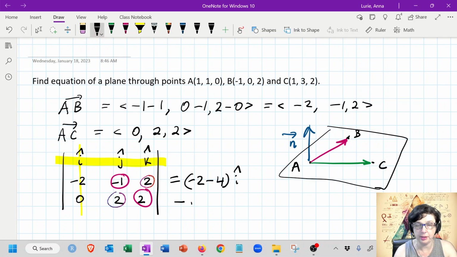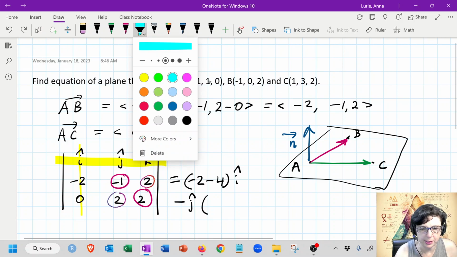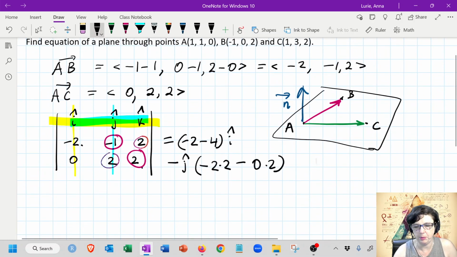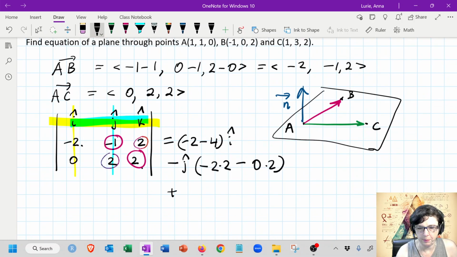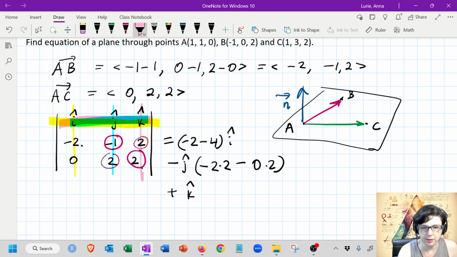Okay, so then minus, remember the j component is always negative. You got to remember that. So what do you get? I'll have to delete this part and imagine what kind of determinant I'll get. So that'll be negative 2 times 2, right? Like this with that, and then subtract 0 times 2. So that's just going to be negative 4 here. Okay, and then plus k. So what's k? So imagine crossing out the k, right? This, what's left?